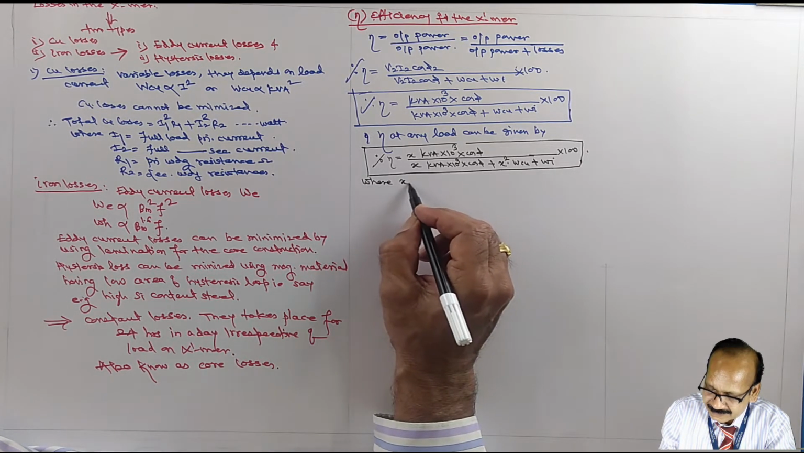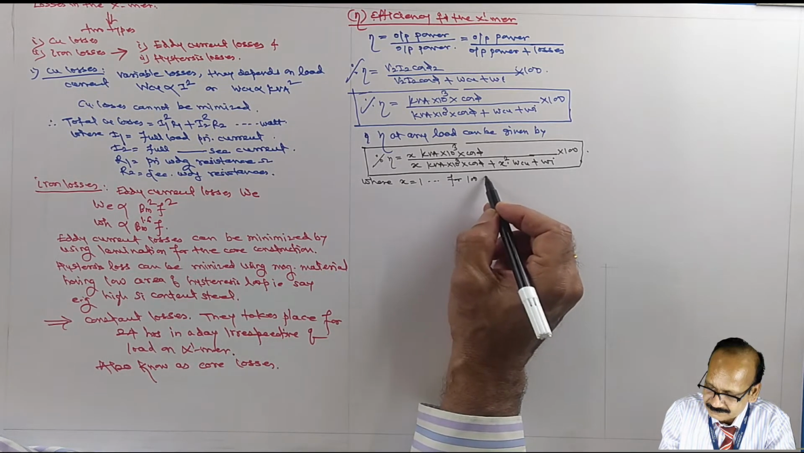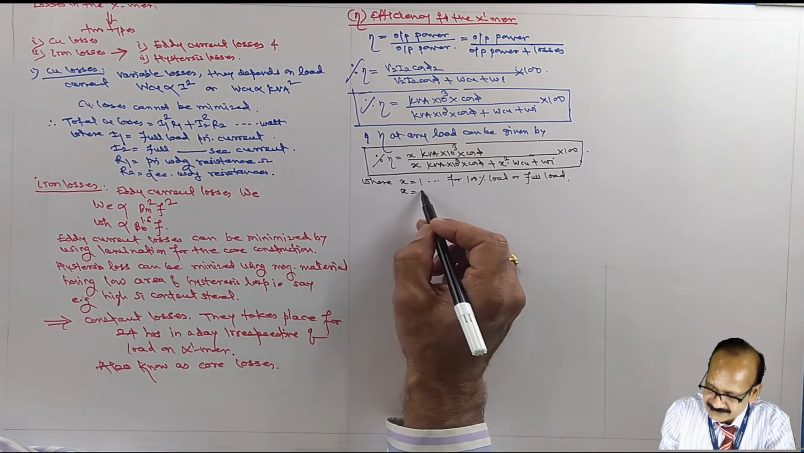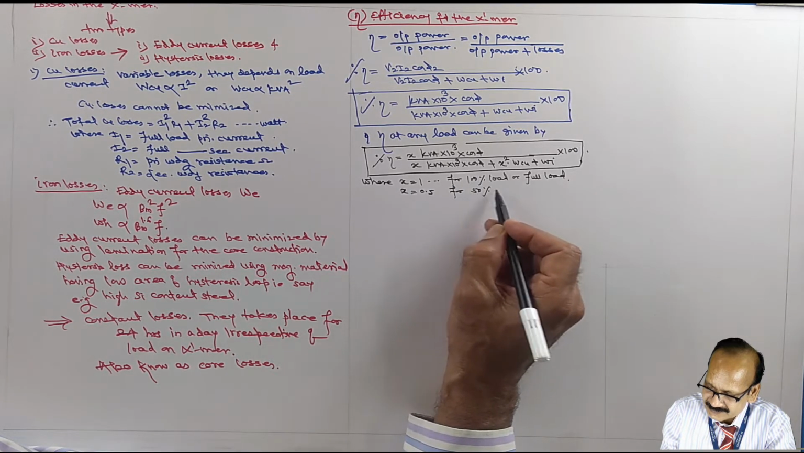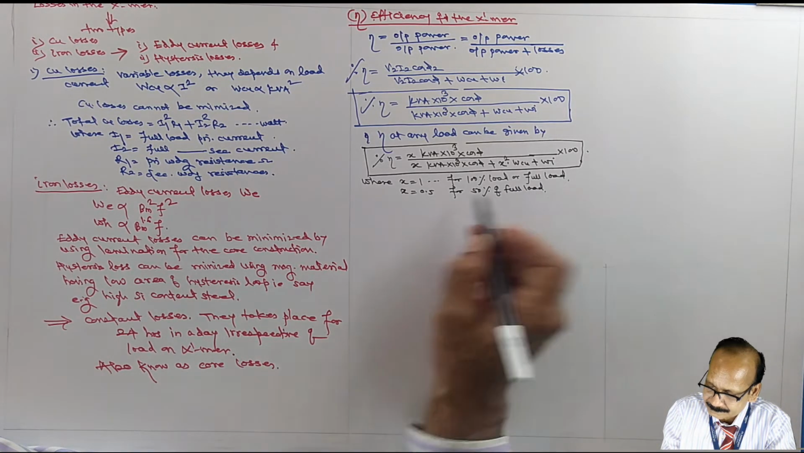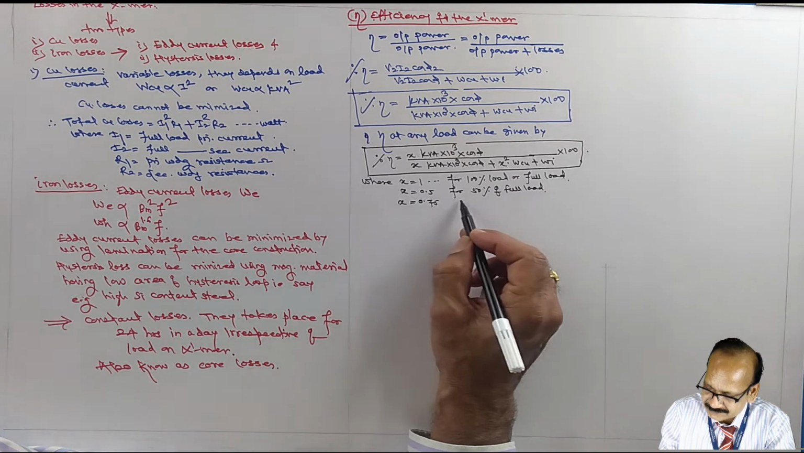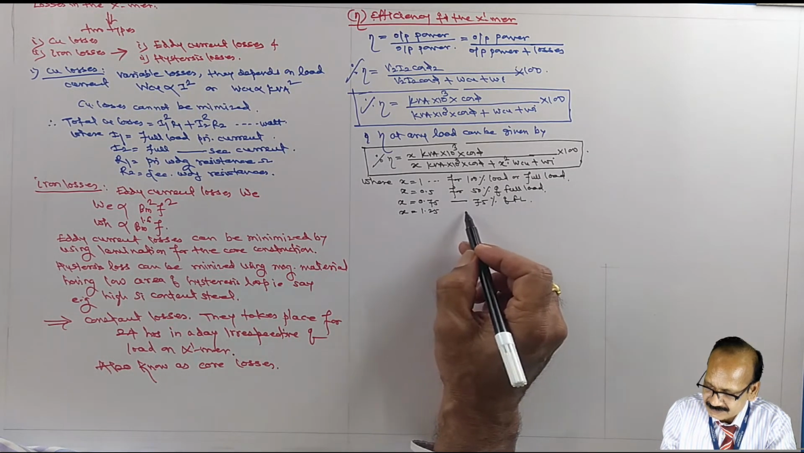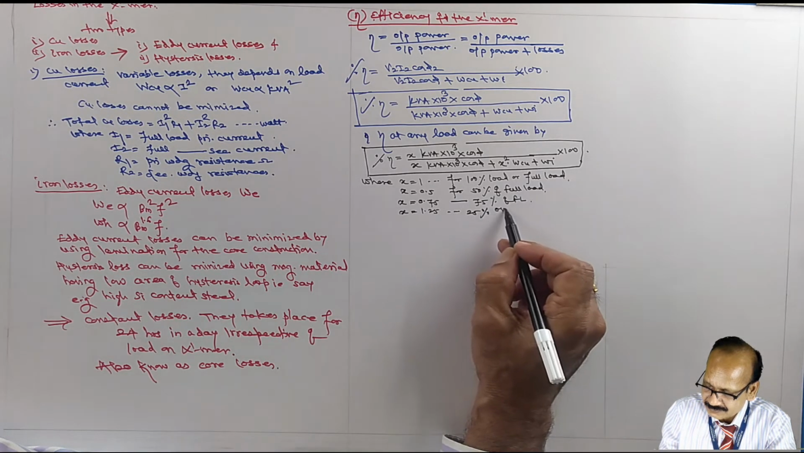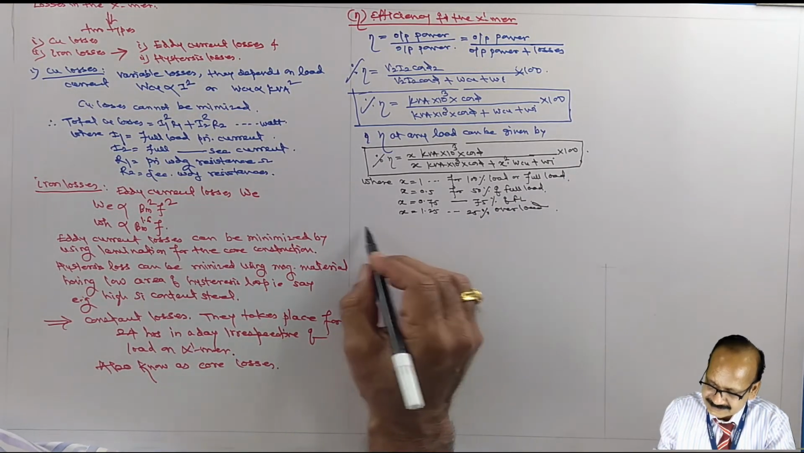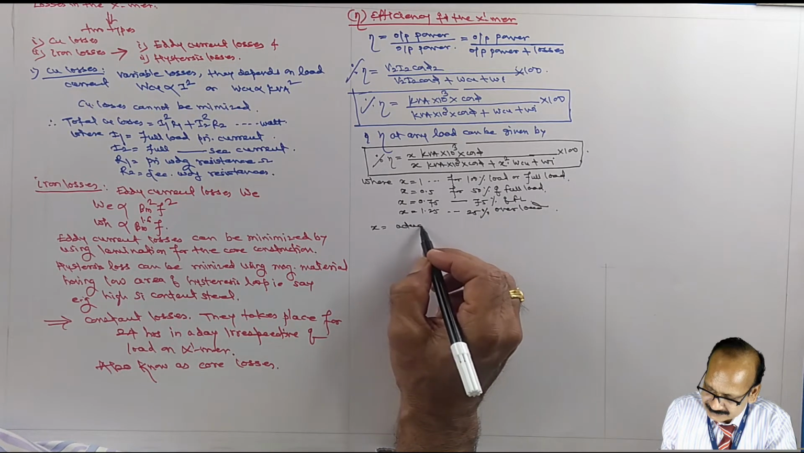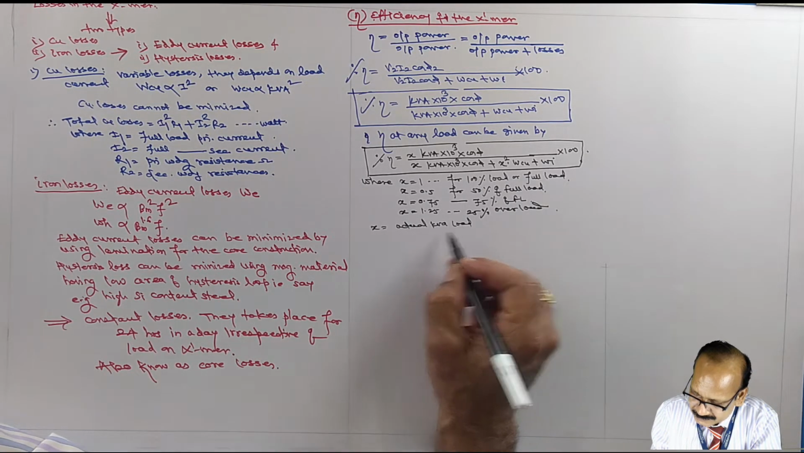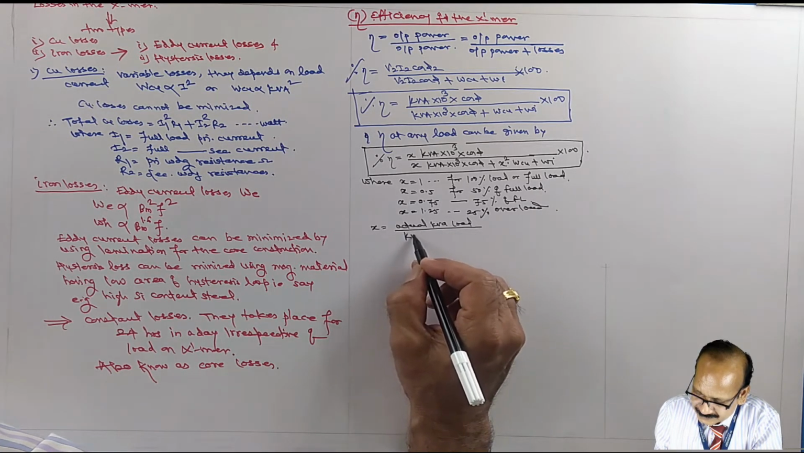where x equals 1 for 100% load, or we can say full load. Say x equals 0.5 for 50% of full load. x equals 0.75 for 75% of full load. Say x equals 1.25, so it is 25% overload. x can also be written as actual kVA load divided by kVA rating of the transformer.